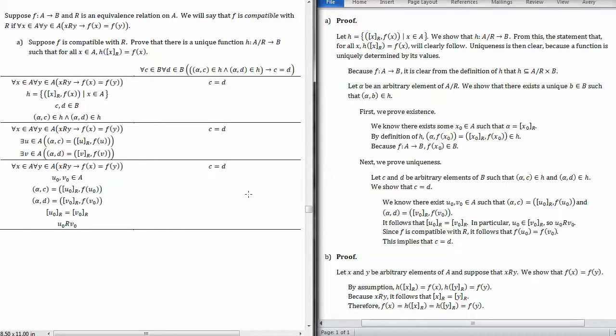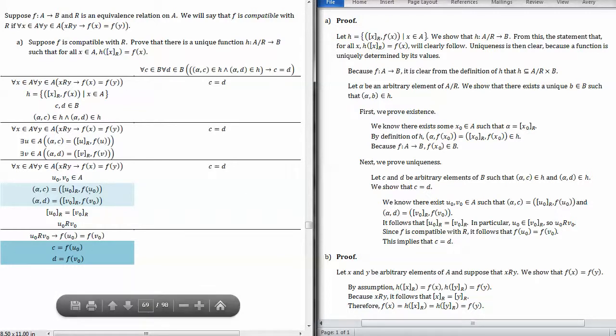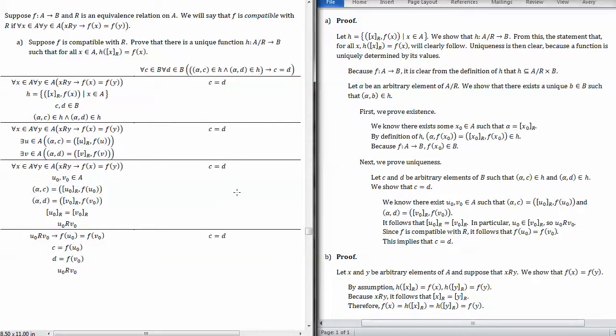And now here's where we get to use that f is compatible with the relation, right? We can do a universal instantiation on U naught and V naught to get this conditional, and then we can bring down that C is f of U naught and D is f of V naught. Okay. And finally, doing a modus ponens, we get that f of U naught equals f of V naught, which together with those two tells us that C equals D.